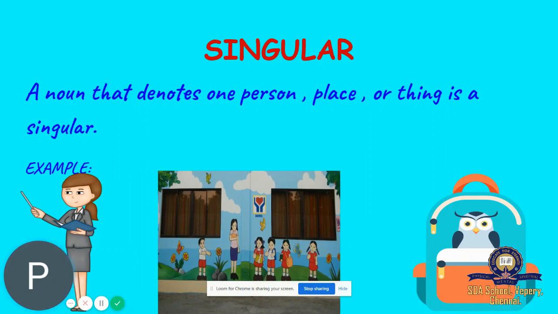Now we are going to learn about it in detail. Singular: a noun that denotes one person, place, or thing is a singular. For example, in the first image you can see a teacher. A teacher is a singular. In the next you can see a school. When we say a school, it is a singular. In the next image, you can see a bag. When we say a bag, it is a singular.